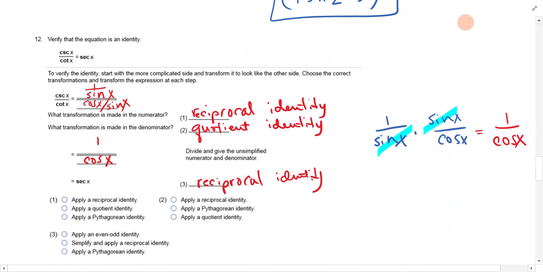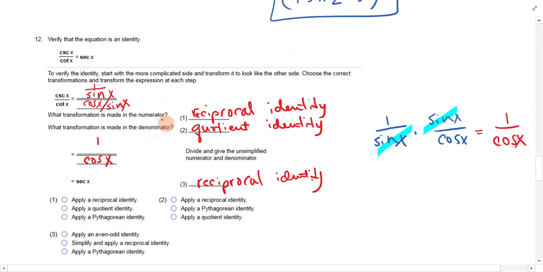Then we get to verifying an identity. All right, so this is the side we're going to work on. And so they're doing this in steps. That's kind of helpful. So cosecant x is 1 over sine x. Cotan x is cosine x over sine x.